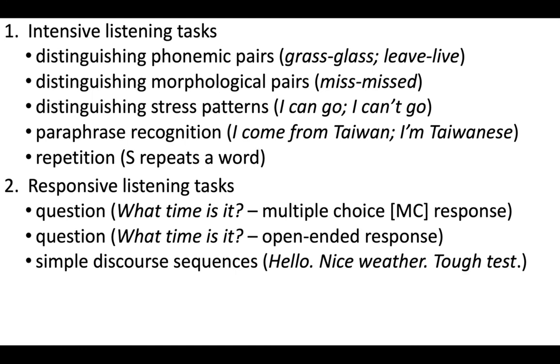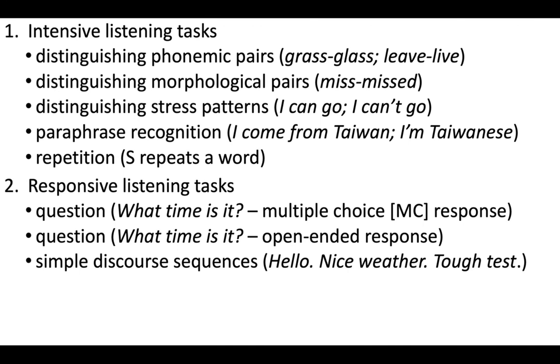Here we have already spoken about the responsive performance type, right? The learners need to respond in some ways. So here we have got the question. As an example, the responses might be multiple choice, and then they select one that is appropriate. Or here is a question, but then they respond in a sense with an open-ended response that they provide to the question. Simple discourse sequence, all right? So that's what we could have, and then they need to respond in some ways.